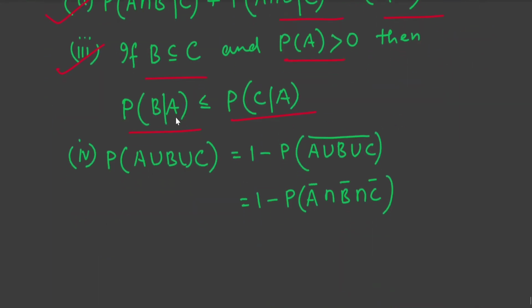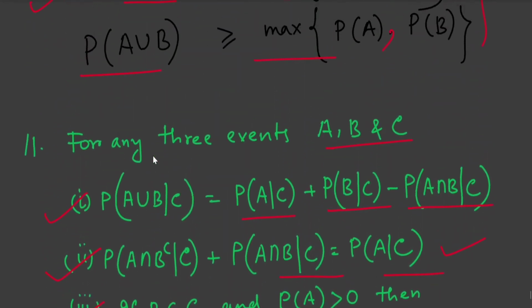Number 4 is probability of A union B union C is equal to 1 minus probability of the complement of A union B union C, which is equal to 1 minus probability of A bar intersection B bar intersection C bar. So this is known as De Morgan's law, we can say. This is the content for the video, and these results are very important to solve probability and statistics problems. These are the very basic theorems, results and inequalities.